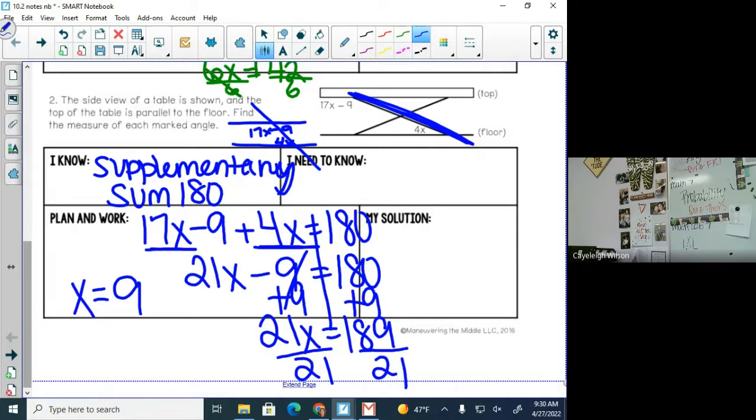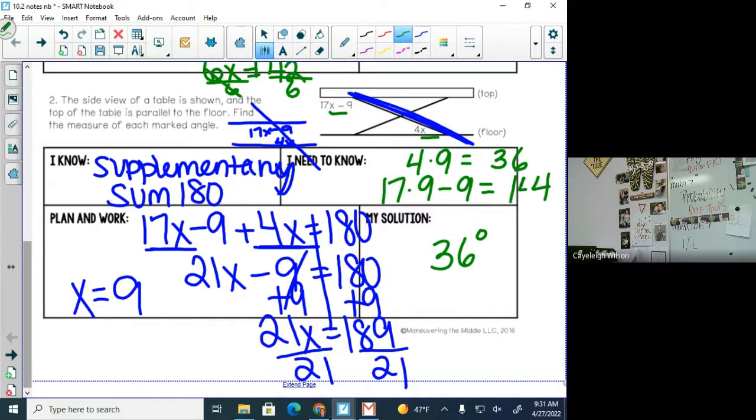Now, a lot of people want to be like, I'm done. You're not done. It says find the measure of each angle. So what I'm going to do now is I'm going to take that 9 and I'm going to plug it back in for both of the x's because they're different numbers because they're not congruent. Okay. So down here, this one, that's 4 times x, so 4 times 9, 36. So one of my angles is 36. Now, theoretically, you could do 180 minus 36 and get the other one. But 17 times 9 minus 9, you just use your calculator there, and I get 144.